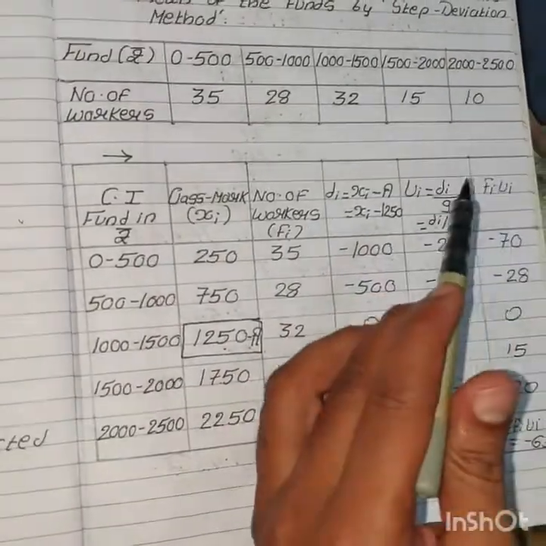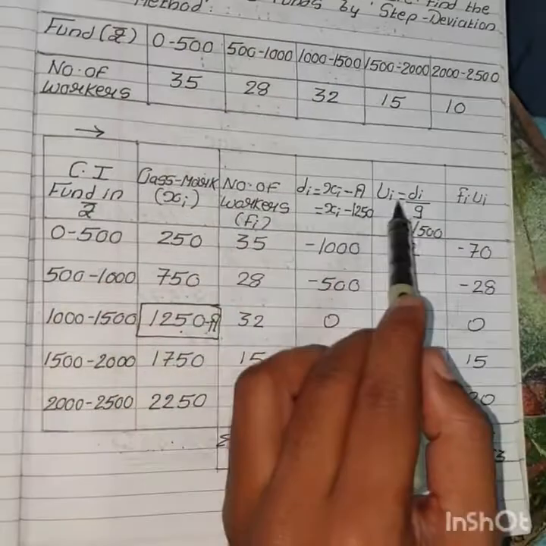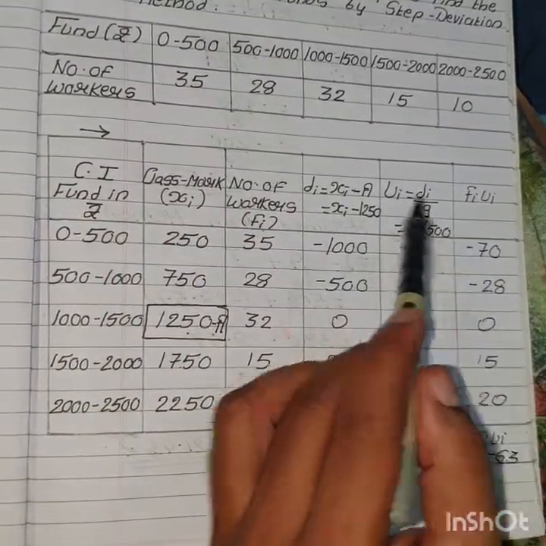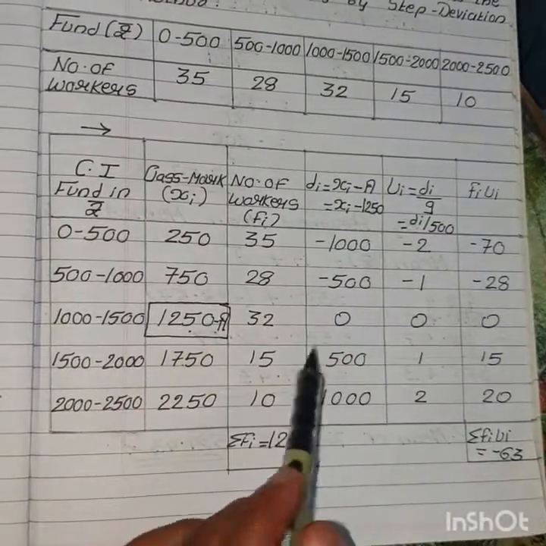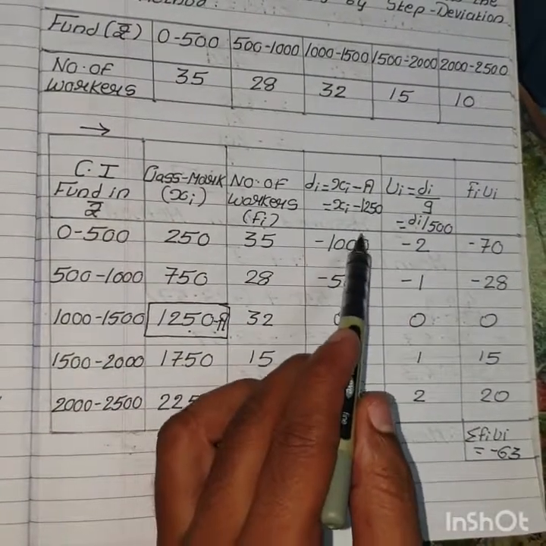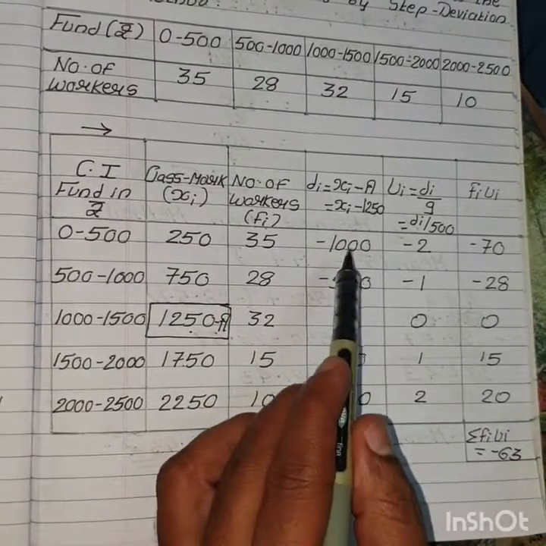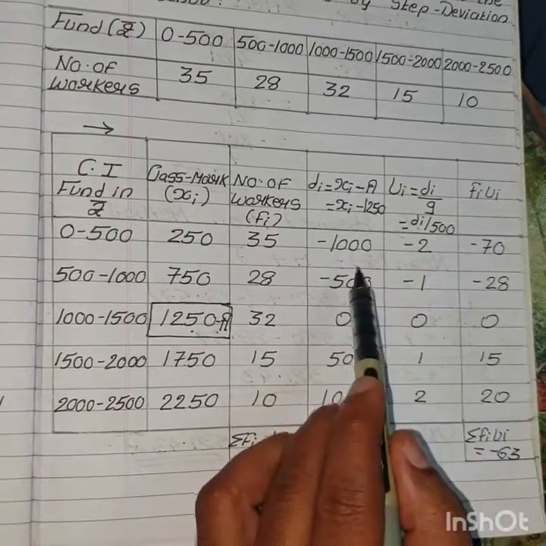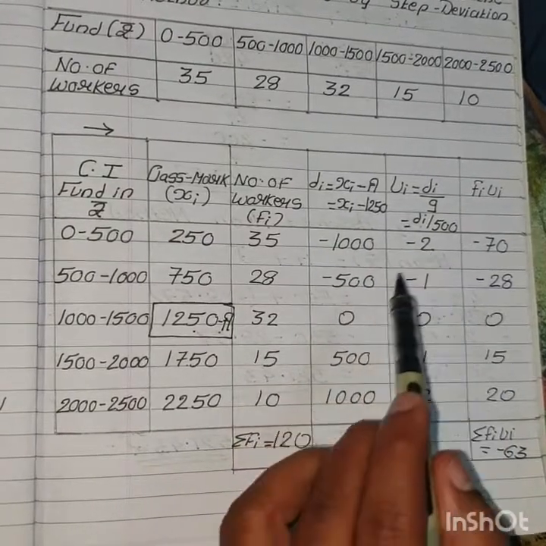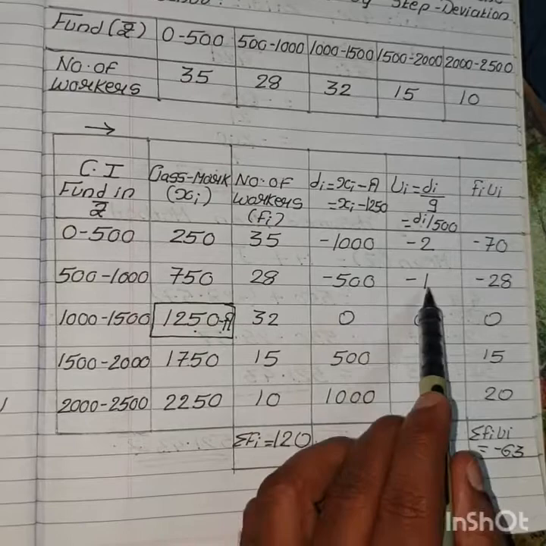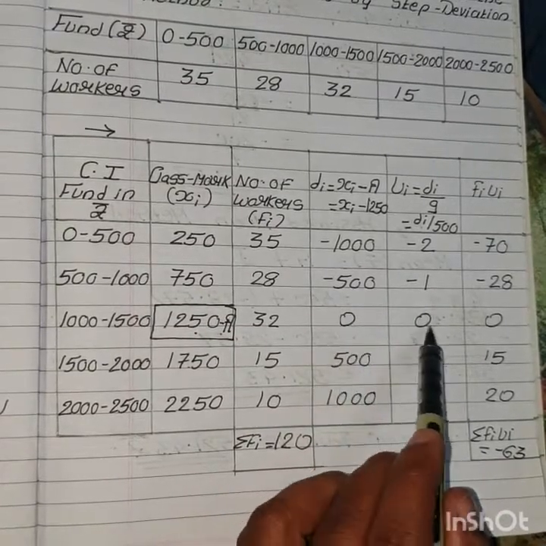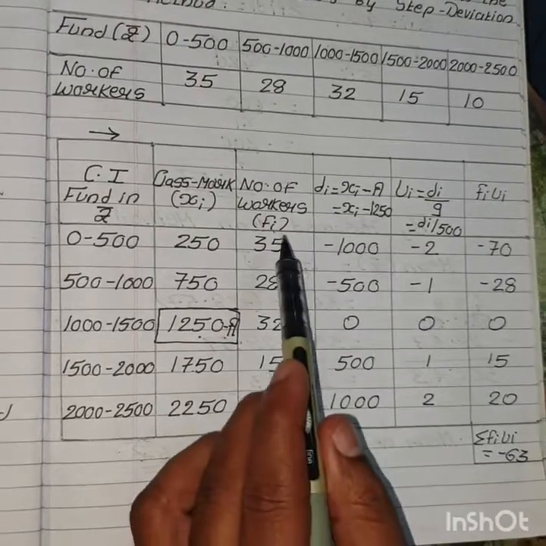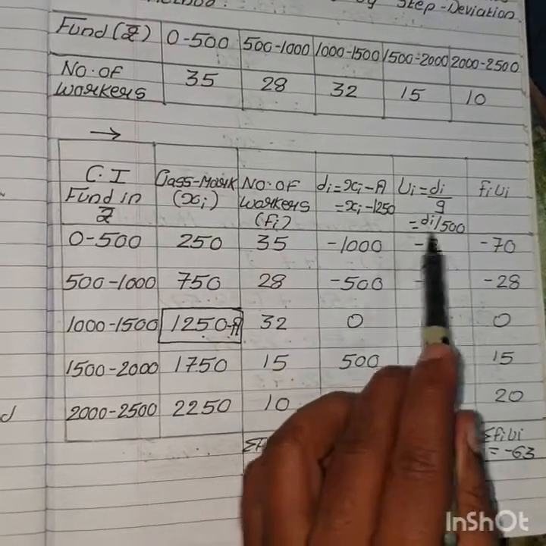Now in the step deviation method we are taking one new variable ui. What is ui? Nothing but di upon g. What is g? g is nothing but the gcd of all the values of di, that is the biggest number which will divide all the values of di. In this case all the numbers are divisible by 500, so we took the value of g as 500. Minus 1000 divided by 500 is minus 2. Minus 500 upon 500 is minus 1. 0 upon any number is 0. 500 upon 500 is 1. 1000 upon 500 is 2. Lastly, find the multiplication of fi ui.